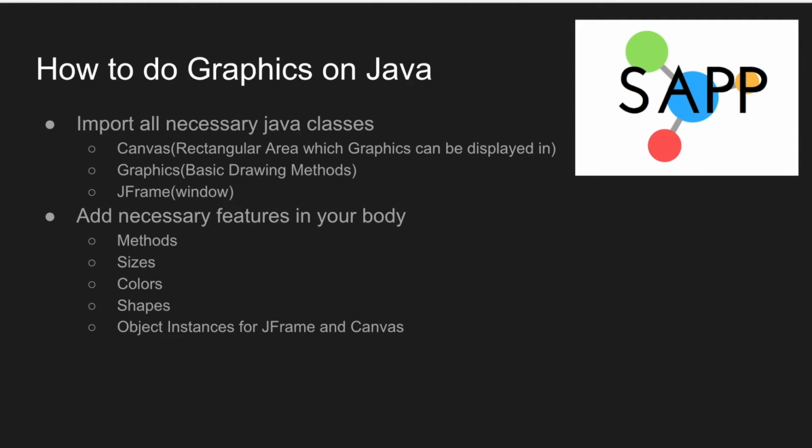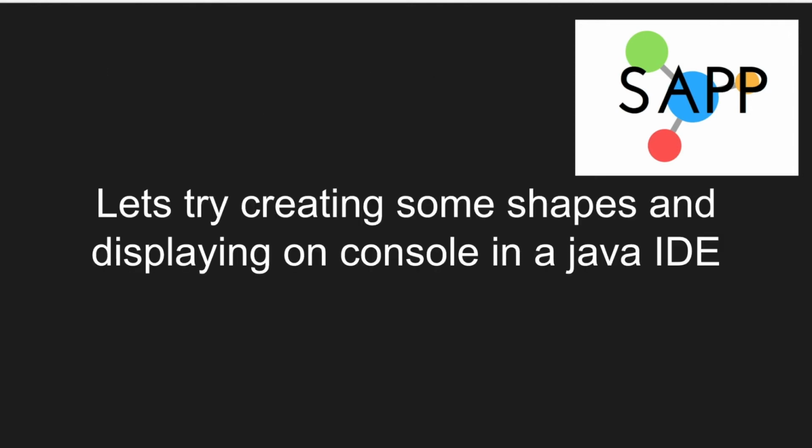Then in the body you add the necessary features. Necessary features are all the methods that are needed in graphics based on the design you're creating. The sizes, colors, shapes, these are all parameters in those methods. Then you need object instances for JFrame and Canvas so they can be shown and created. Now let's try creating some shapes and displaying them on a canvas or console in a Java IDE.